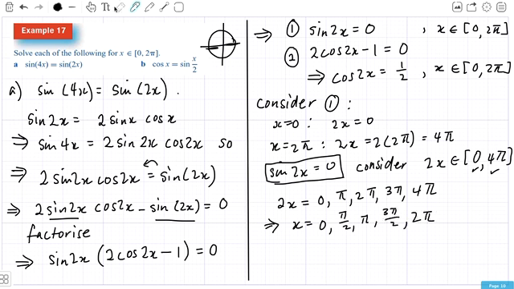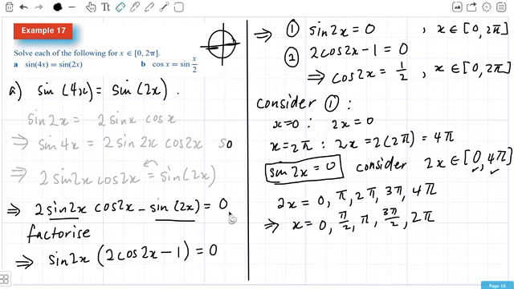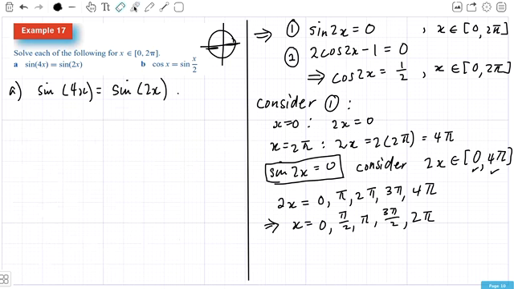We also need to consider part 2. So I'll just get rid of this part here. So for part 2 now, we've got cos of 2x equals a half, and just as we did before, we're going to consider only 2x in that region of 0 to 4 pi.